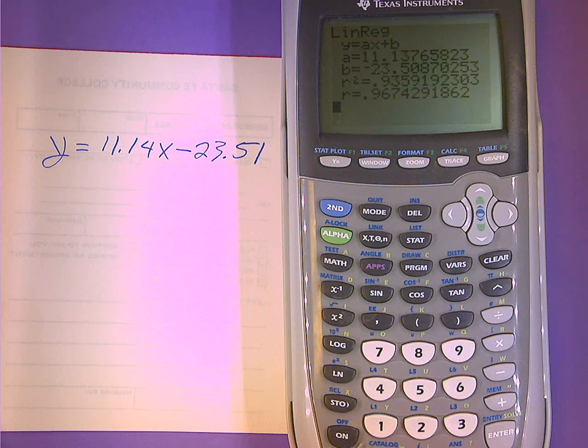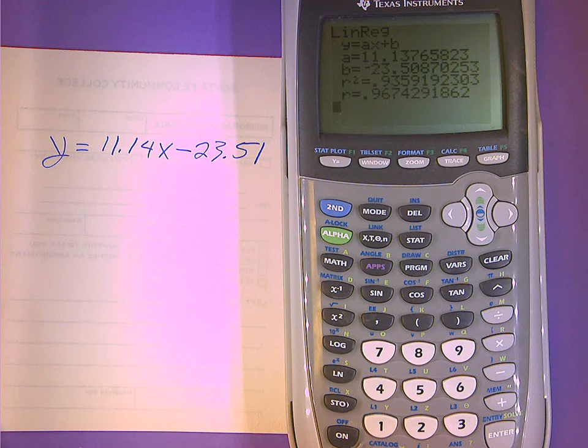What I'd like to do at this time is write down the equation of the line. Now, for our purposes, we're going to round to the hundredths place. So I've written down the information. Very, very important. On any quiz or exam, never write y equals ax plus b, a equals 11.1376, b equals negative 23.50. I do not need a screenshot.